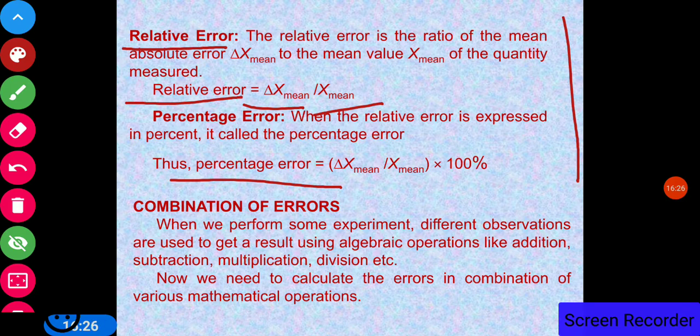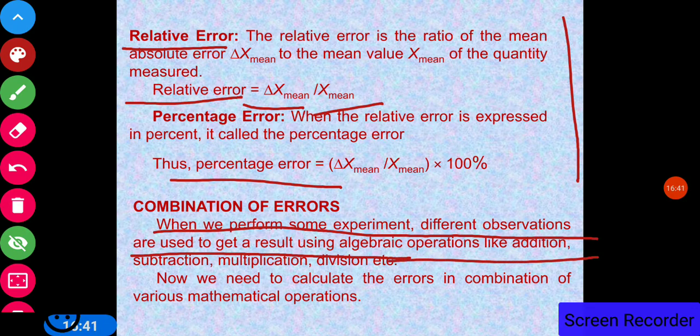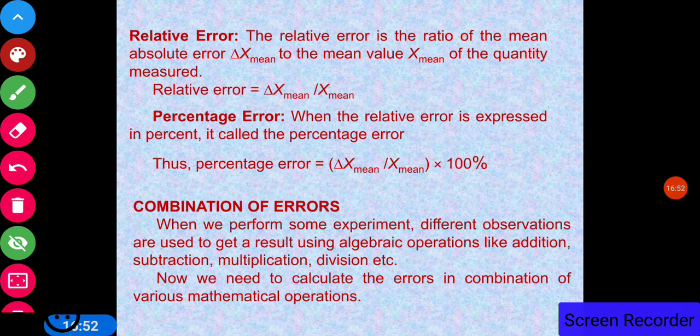So this is the combination, means area will give the combination of the two measurements. Whenever you are measuring two or three physical quantities, or when we perform some experiment, different observations are used to get a result using algebraic operations like addition, subtraction, multiplication, division, etc. Then we need to calculate the error in the combination of the various mathematical operations, means this is the combination of error.